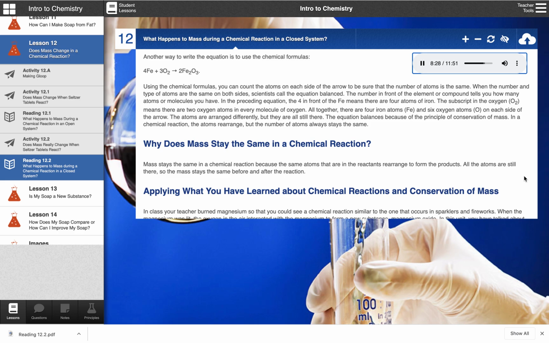The number in front of the element or compound tells you how many atoms or molecules you have. In the equation below, the 4 in front of Fe means there are 4 atoms of iron. The subscript in the oxygen, O2, means there are 2 oxygen atoms in every molecule of oxygen. Altogether, there are 4 iron atoms, Fe, and 6 oxygen atoms, O, on each side of the arrow.